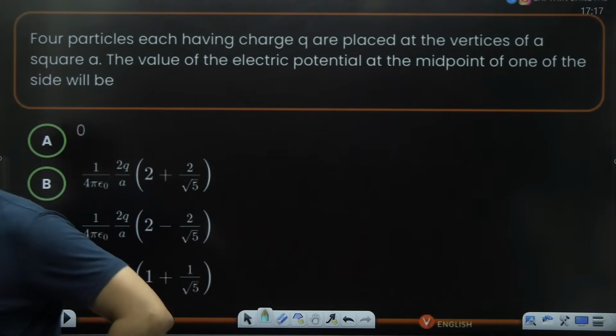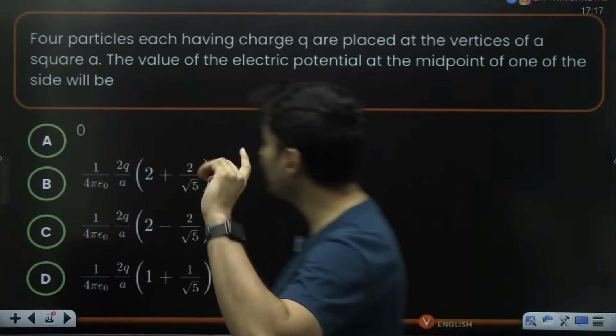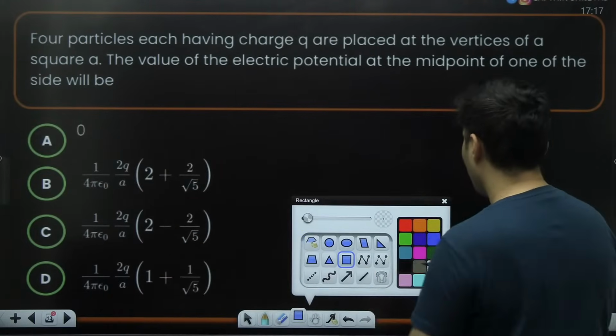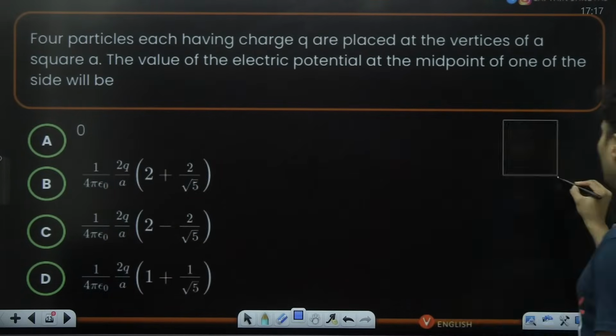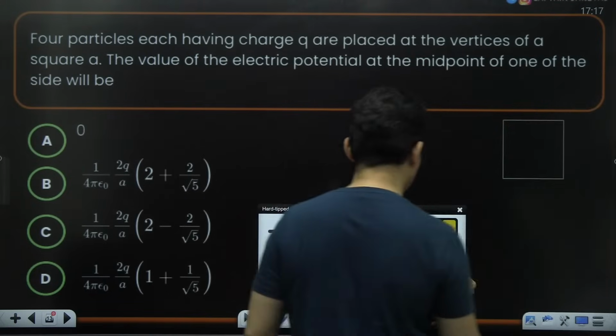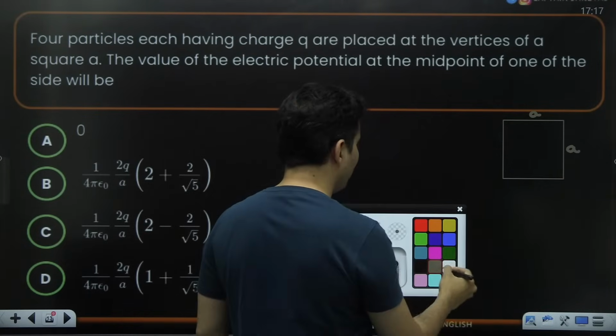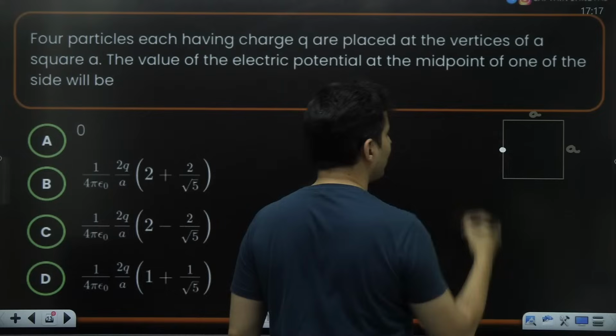The question says, what is the electric potential at the midpoint of one of the sides? So quickly draw the diagram. Quickly think about the diagram. This is how it is going to be. This is A, this is also A, and you have to find the potential right over here.